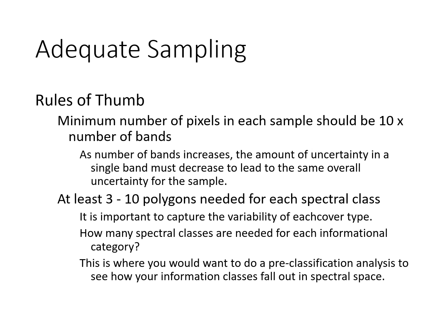And it's important to capture the variability of each cover type. So you can't simply sample very similar corn polygons and hope to get all of the corn that's in your scene in that particular class. Some of that corn may be unusual looking corn, but there may be a lot of quote unquote unusual looking corn that you have to capture.